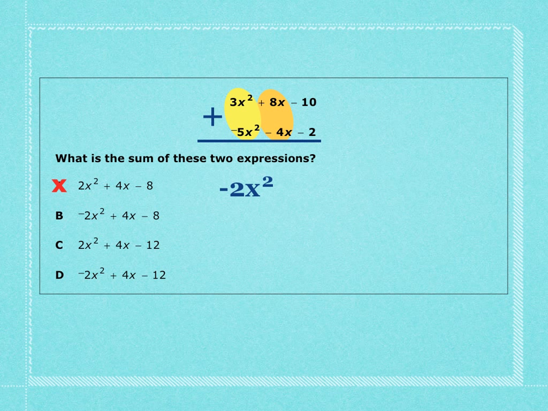Next, I can combine 8x plus a negative 4x. Well, 8 plus negative 4 is going to give me a positive 4x. And then the last thing that I can combine would be a negative 10 plus a negative 2. I have the same sign, so I'm going to add the numbers, keep the sign, to give me a negative 12. The best answer choice here is going to be D, negative 2x squared plus 4x minus 12.